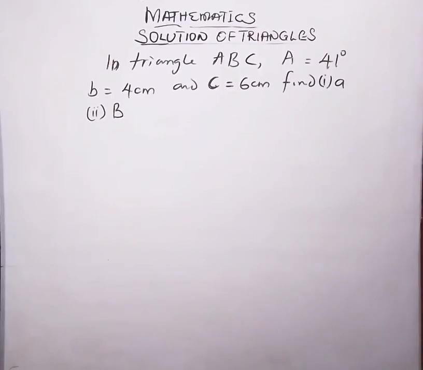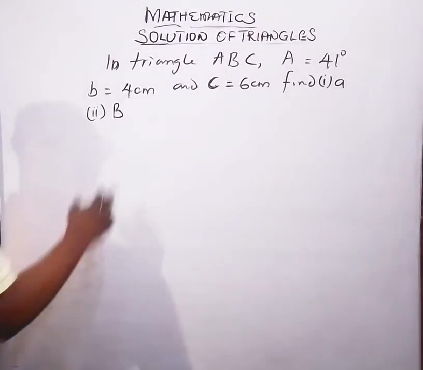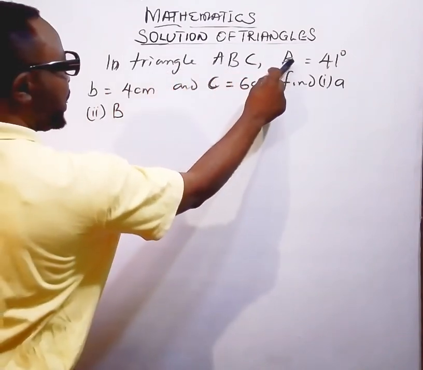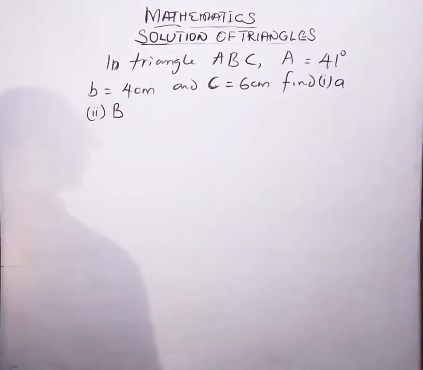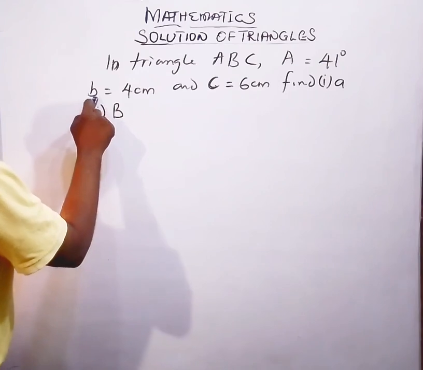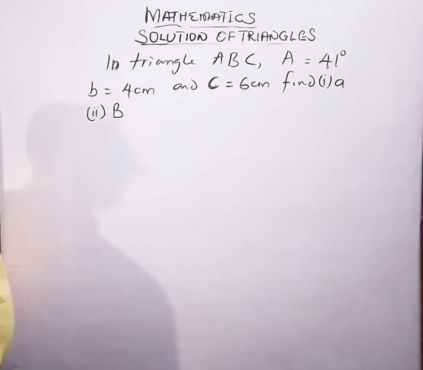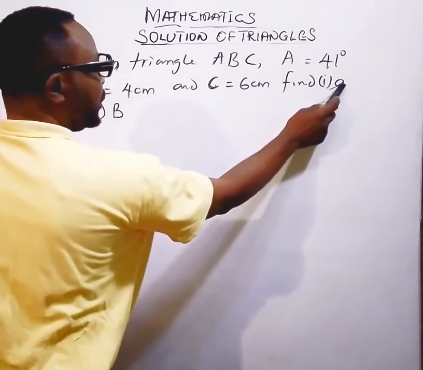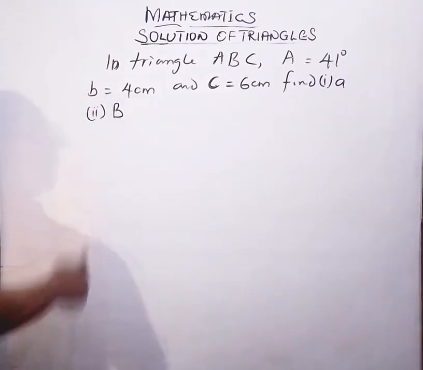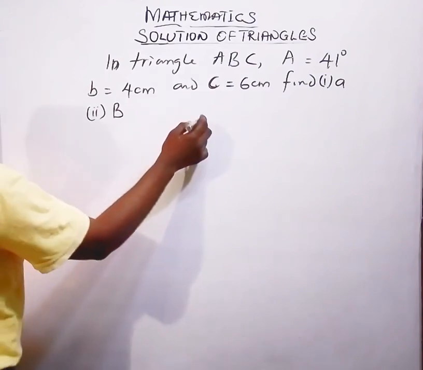Another question we have here says, in triangle ABC, angle A is equal to 41 degrees, side b is equal to 4 centimeters, side c is equal to 6 centimeters. We are asked to find the value of side a and the angle B. Now, how do we solve this? Let's draw the triangle first.